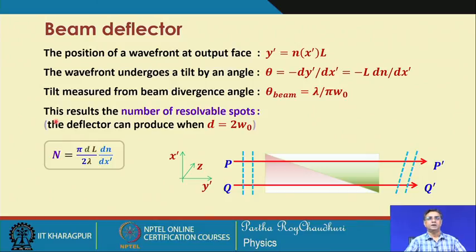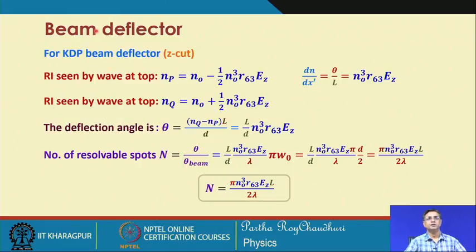So, this results in the number of resolvable spots under this confocal configuration. This deflection can produce d when d is equal to twice the spot size, that is W0, and with this one can have the number of resolvable spots given by this expression. We will see how it comes, this number of resolvable spots, which is very useful in designing a device for beam deflection operation. So, for a KDP crystal, let us take the numbers here.